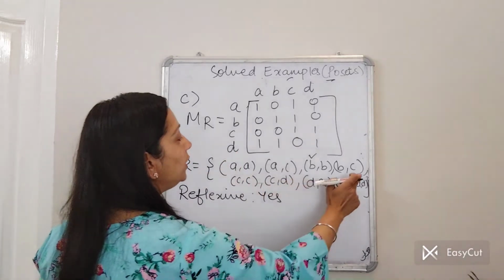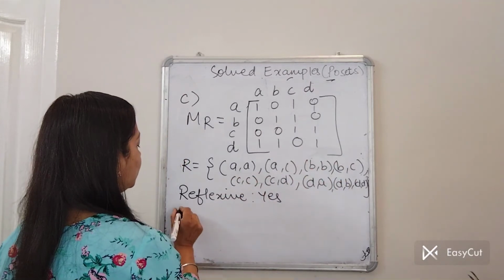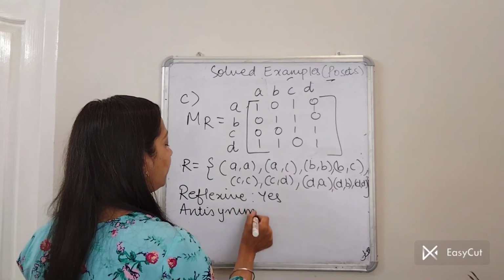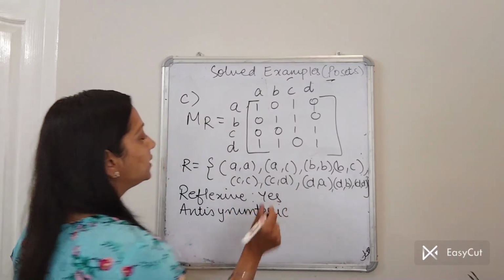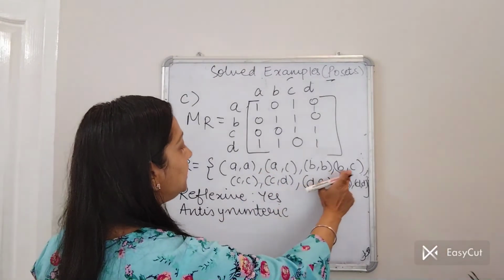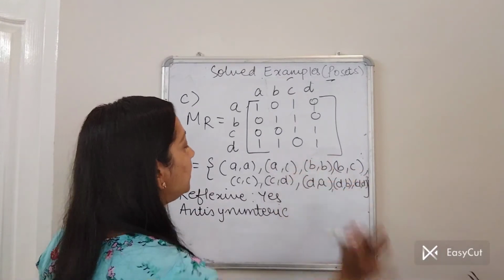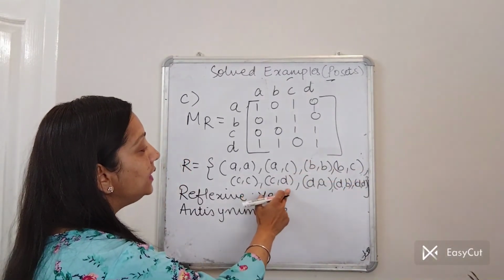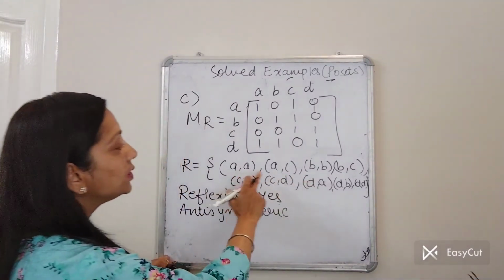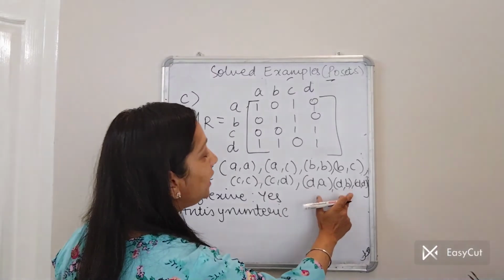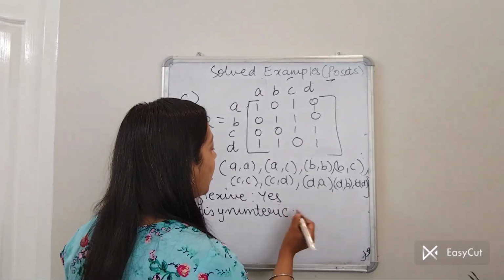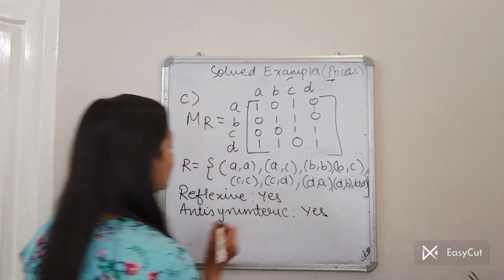Now let's move on to the other criteria. Is it antisymmetric? Anti-symmetry says that if AB exists, then BA must not exist. So if AC exists, then CA must not exist. CA is not here. If BC exists, then CB must not exist. CB is not here. If CD exists, then DC must not exist. DC is not here. If DA exists, then AD must not exist. AD is not here. If DB exists, then BD must not exist, and BD is also not here. So yes, it is anti-symmetric.